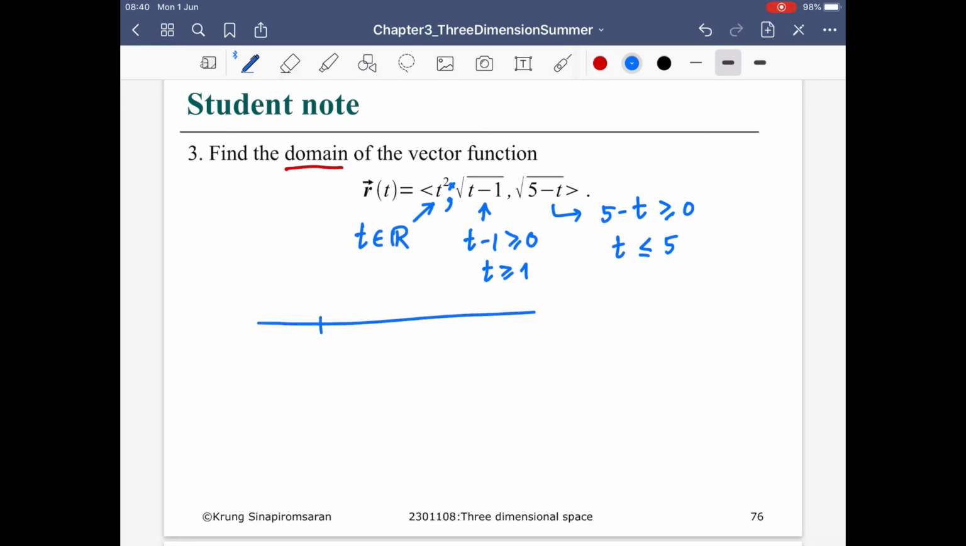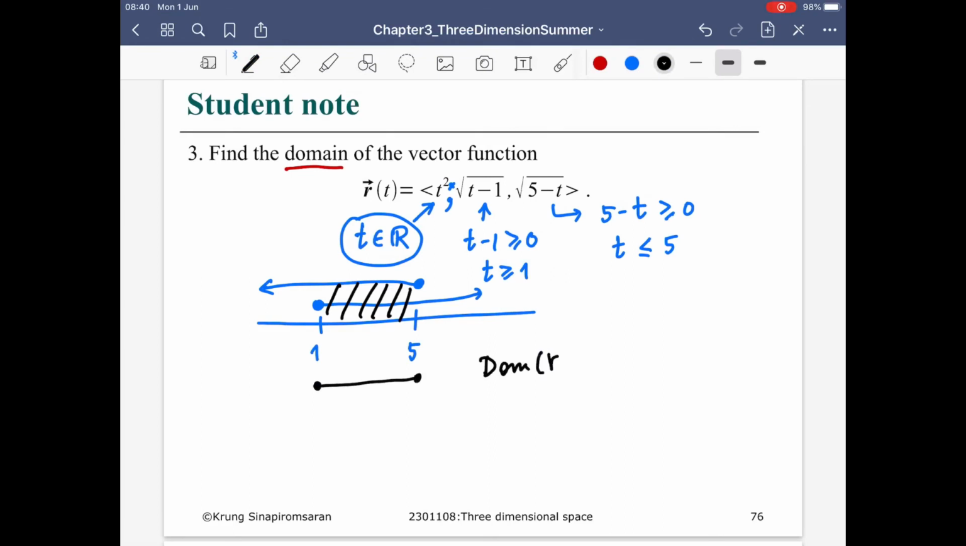So as we told you, we are going to do an intersection among all these. For this one you don't need to draw it. You just look at the intersection between the two. That will be good enough, and the answer will be from 1 to 5. So the domain of your R is simply from 1 to 5.